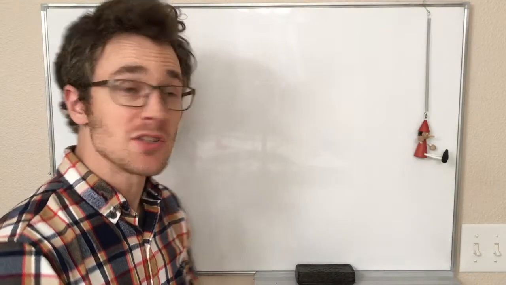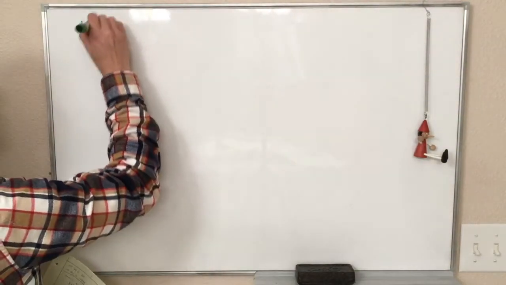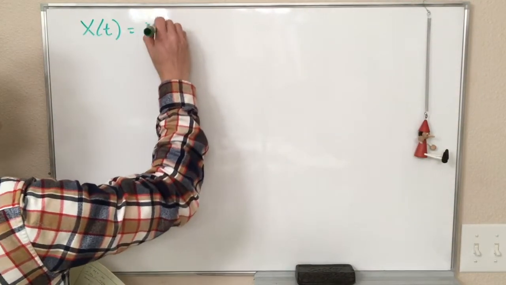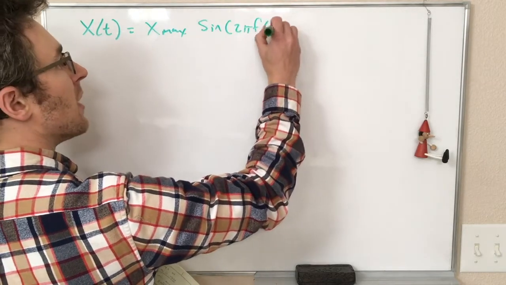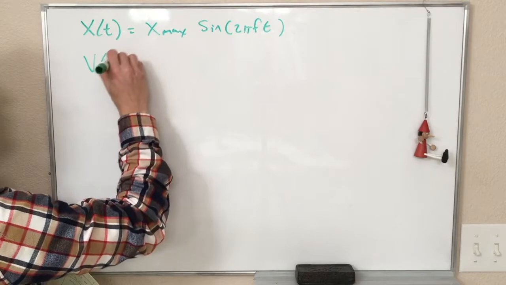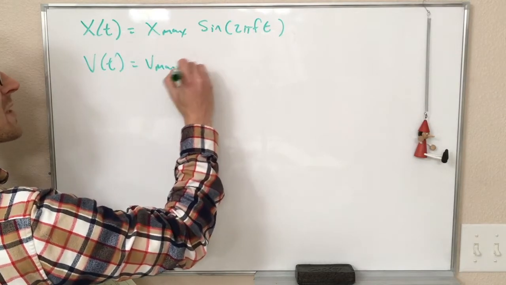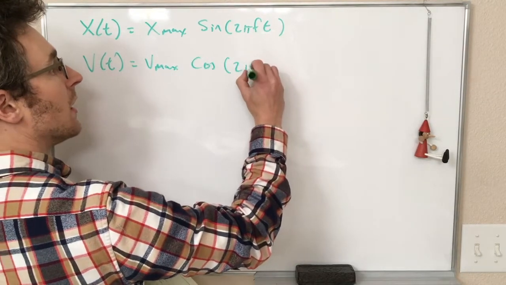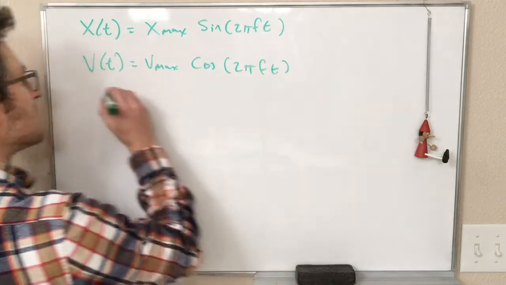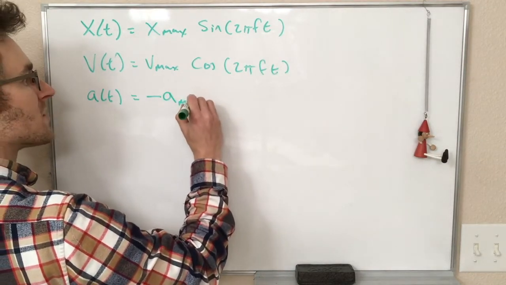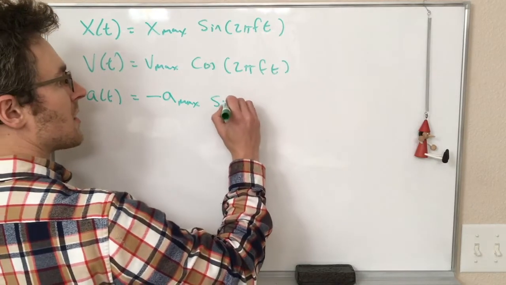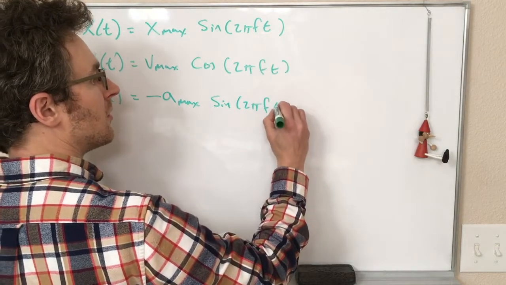So to recap, our equations for objects that are oscillating look like this. x of t equals x max times the sine of 2 pi f t. v of t is equal to the maximum velocity times the cosine of 2 pi f t. And our acceleration is equal to minus a max times the sine of 2 pi f t.